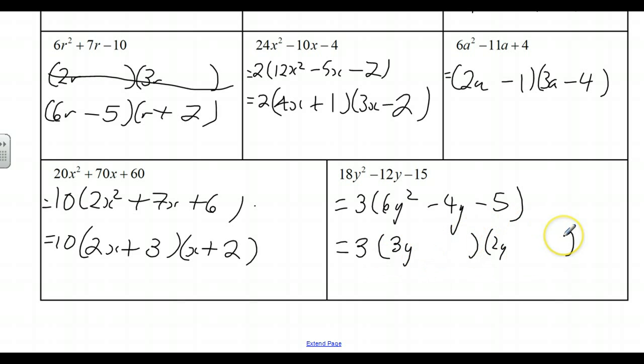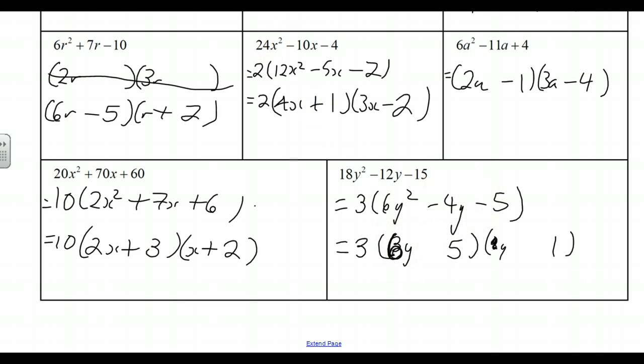Okay, 5 and 1. If I put a 5 here, I get a 30, so it's got to be a 1 here and a 5 here. No. All right. Things are not looking good. So let's double check. 18y squared minus 12y minus 15. Well, guess and check's not doing it for me, so let's go to decomposition. I never thought I'd see the day.